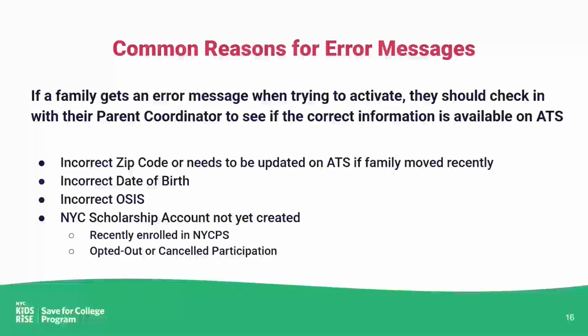We may also not have the correct date of birth for your child. Check with your school or your school's parent coordinator to ensure that your child's correct date of birth is listed. You can also double check that the OSIS number or student ID number that you typed is correct. It should be a 9-digit number. If your child attends a charter school, they will also have an OSIS number that you can ask for with your parent liaison or a parent coordinator at your school.